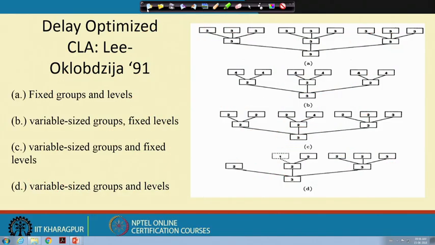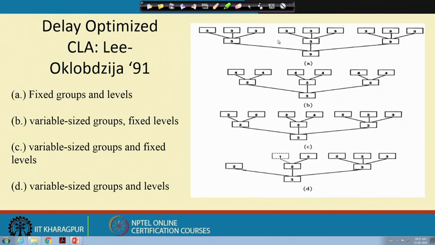So, that is how we can optimize the CLA. If we consider different kinds of topology when implementing this for the carry input, that is the carry bit, then for different topologies we will get different numbers in the corresponding critical path. Here you see fixed groups and levels.